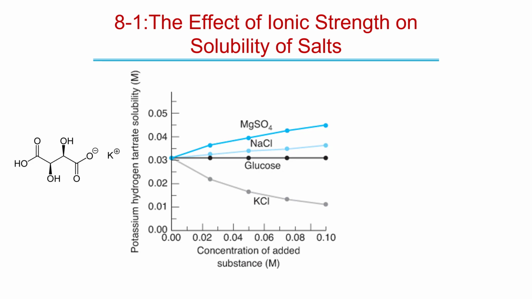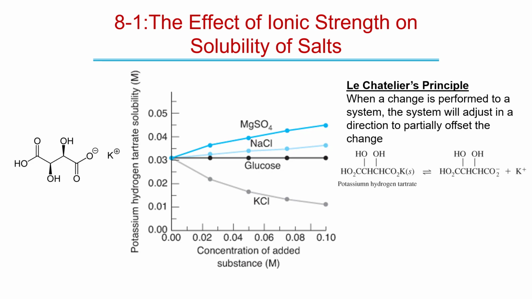But what's happening with potassium chloride? What is going on? Potassium chloride is a salt. So shouldn't it act similarly to sodium chloride? I mean, after all, they're right next to each other on the periodic table, sodium and potassium. What's going on that's different? Well, remember Le Chatelier's principle? When a change is performed to a system, the system will adjust in the direction to partially offset the change. So here is the reaction that happens when you try to dissolve potassium hydrogen tartrate into water. It produces 2 ions. What are those 2 ions? Well, you've got the hydrogen tartrate and potassium. That's the key. Why? In potassium chloride, you also have potassium.